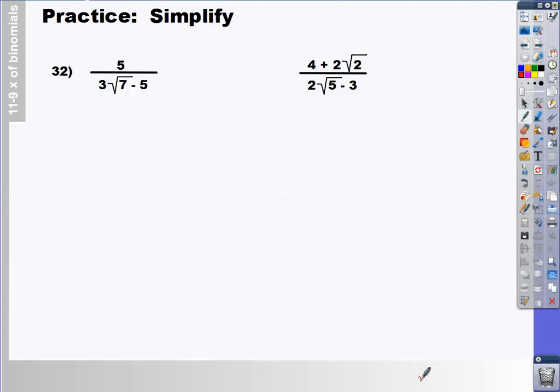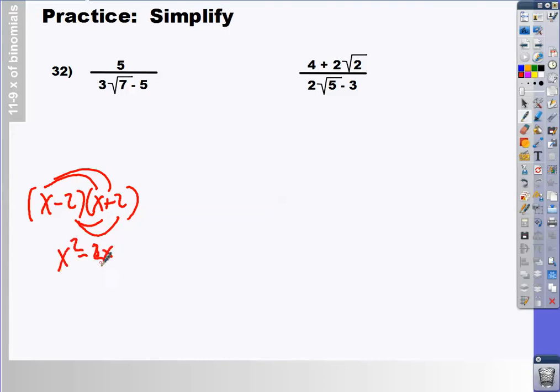Now, in a difference of squares, if I do this, you have x minus 2 times x plus 2. When you multiply it out, you end up with x squared minus 2x plus 2x minus 4. The middle terms cancel out, and you just get x squared minus 4. Now, we're going to use that to cancel out that middle term.